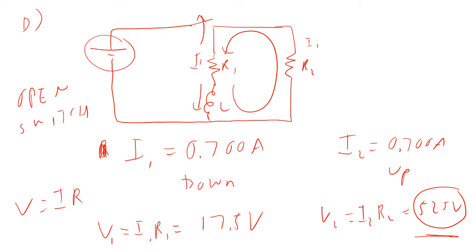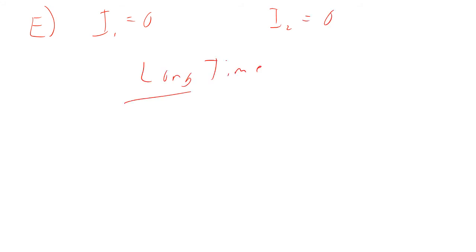So now the next question is, after a long time, after you open the switch, what happens? Well, all the energy is dissipated. And so after a long time, I1 is 0, I2 is 0. Okay, so the next question, F, would be, okay, so how long did it take until the current dropped in 1/2?